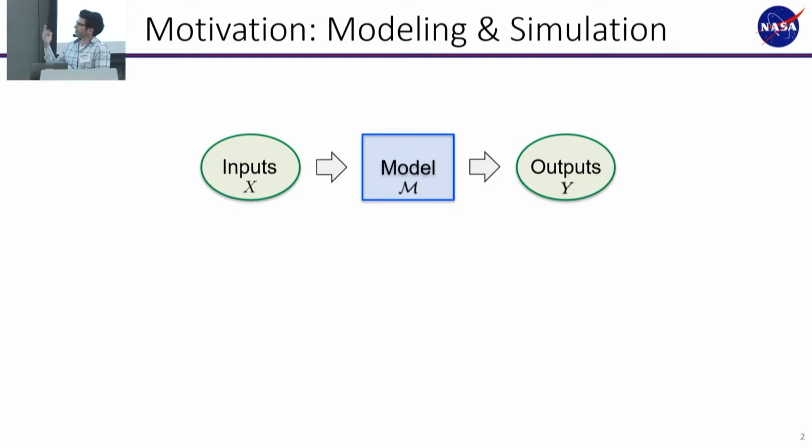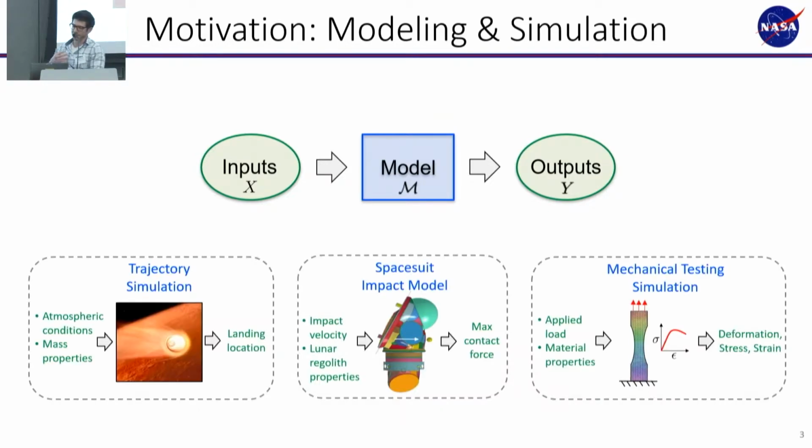So, we'll consider a general computational model. We'll have some input parameters going into the model, and we're going to be looking to make a prediction of some output or quantity of interest y, for example. So depending on our domain, this computational model can have different meanings. In this talk, we'll consider a few different applications where this computational model will either represent trajectory simulation for an entry, descent, and landing application.